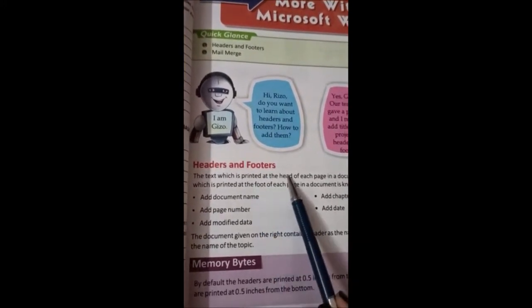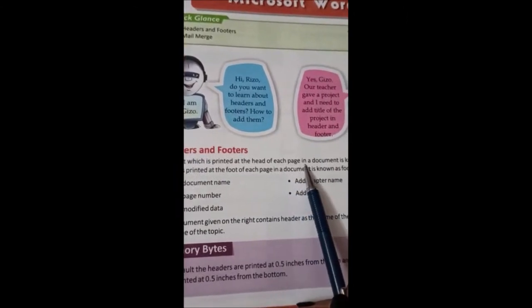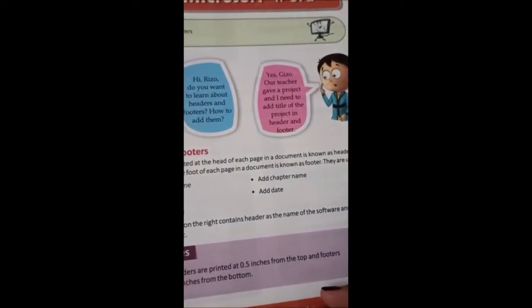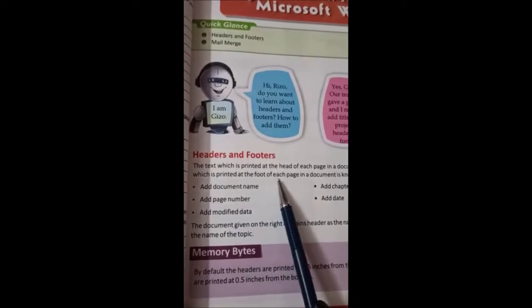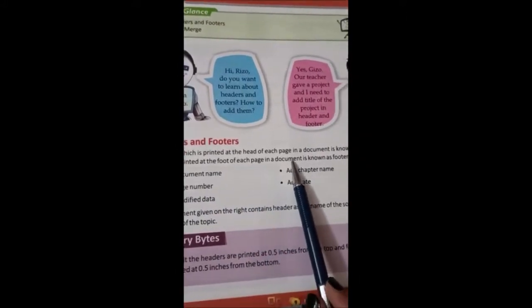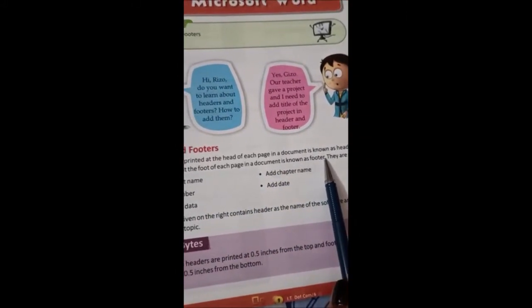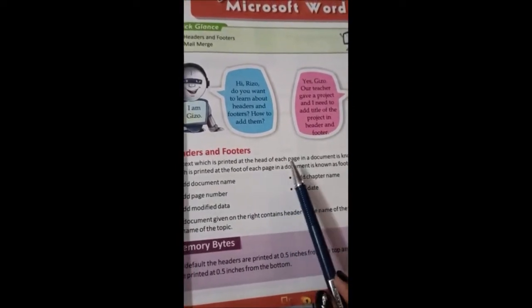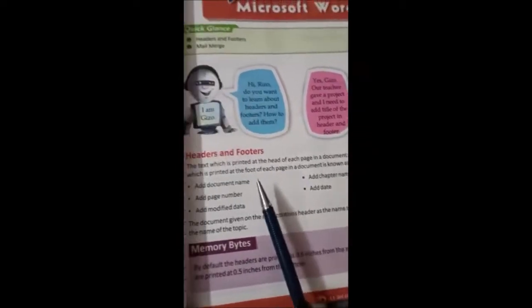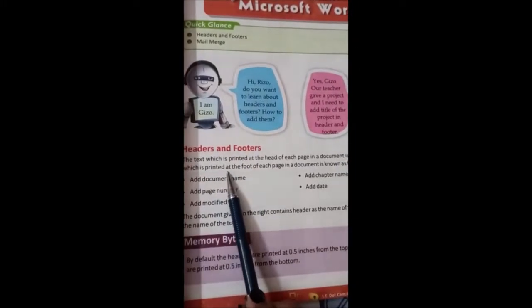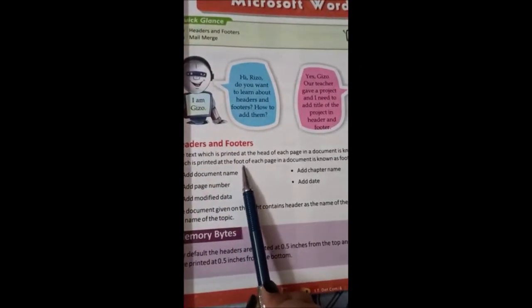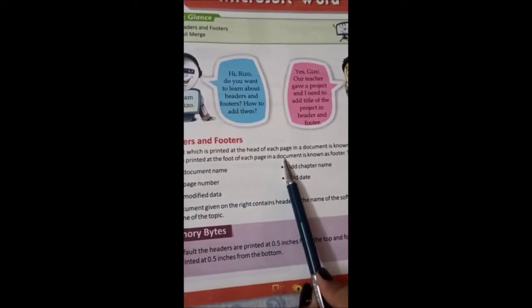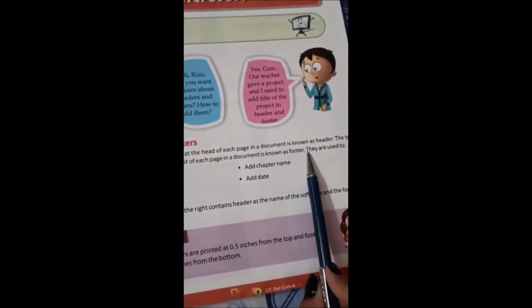The text which is printed at head of each page in a document is known as header, and the text which is printed at the foot of each page in a document is known as footer. So जो भी टेक्स्ट पेज के ऊपर प्रिंटेड होता है उसको हम बोलते हैं हेडर, and जो भी text which is printed at the foot, that is bottom of each page in a document is known as footer.